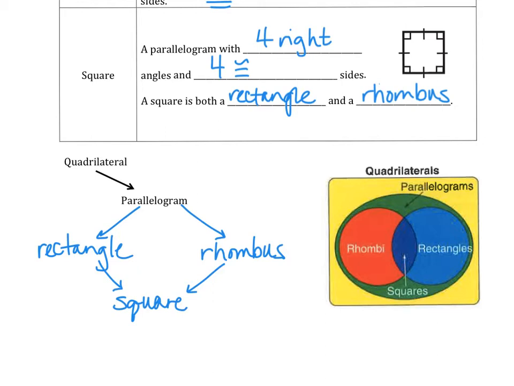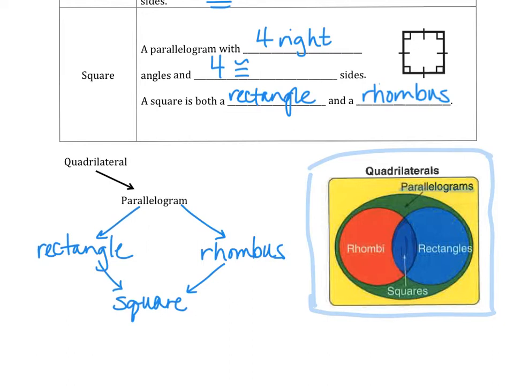Another way to look at it is right over here in your Venn diagram. Pretty sure we should all be familiar with those. So squares right here in the middle share features of both rhombi and rectangles. And rhombi and rectangles both fall in that parallelogram circle. And all of those fall into the quadrilateral circle, because a quadrilateral contains 4 sides and 4 vertices. Sorry about that.